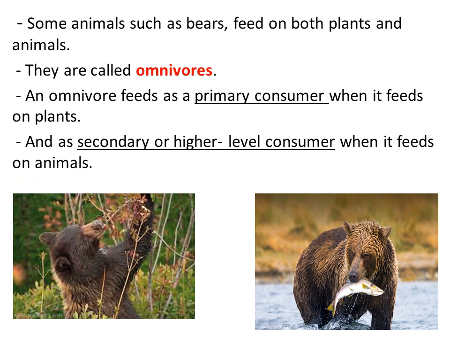Some animals, such as bears, feed on both plants and animals. They are called omnivores. They are called what? Omnivores. An omnivore feeds as a primary consumer when it feeds on plants, because it eats immediately from the living thing that makes the food. And as a secondary or higher level consumer when it feeds on animals.